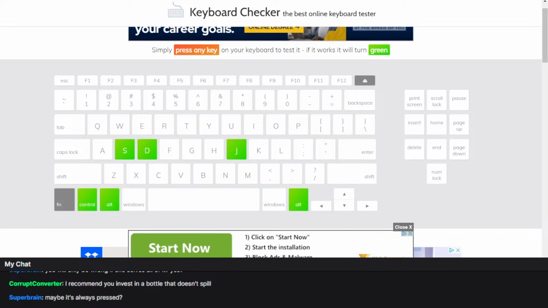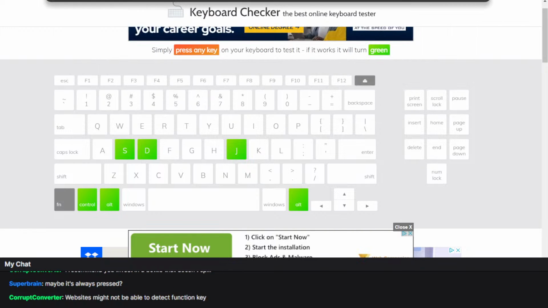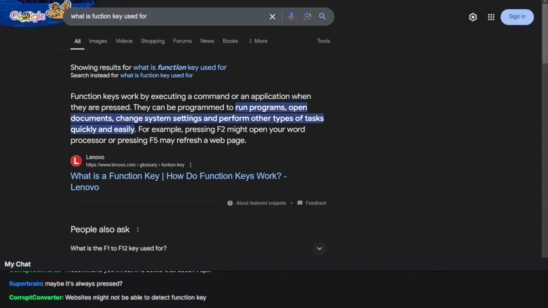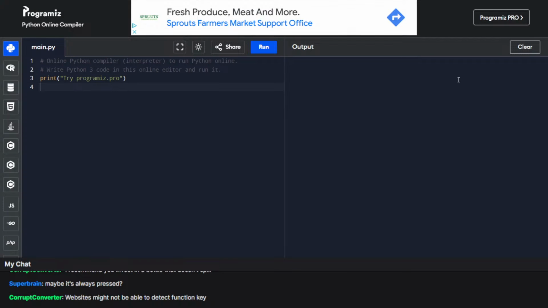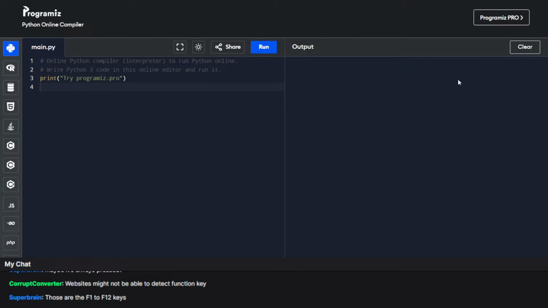Wait, what is function used for? Superbrain says test it again, maybe it's always pressed. It's not! How can I test it in another way? Oh, I can test it like function. Oh yeah, use it for volume. Oh wait, it works! I don't know why those keyboard testers aren't... That wasn't helpful at all. No, it works. Never mind.